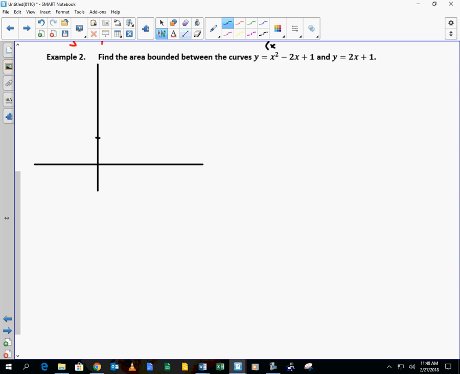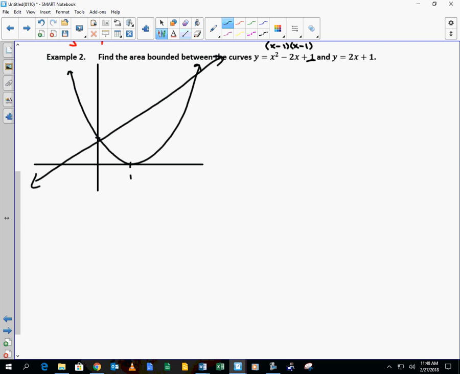So this factors to x minus 1 times x minus 1, doesn't it? So it has a double root at 1. So the shape of this parabola looks like this. Calvin, we knew it had a y-intercept at 1 because the constant on the end is 1. And then you have a line, y equals 2x plus 1. Everybody obviously knows what that graph looks like.